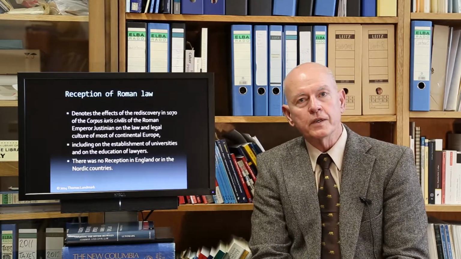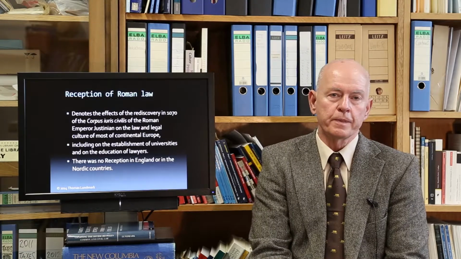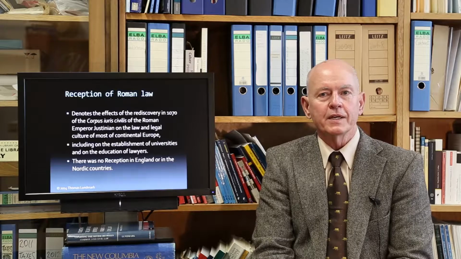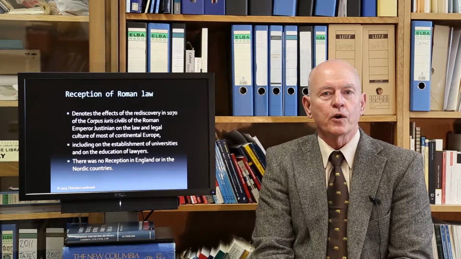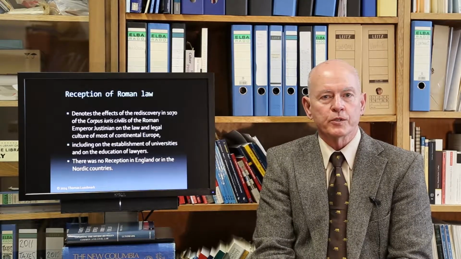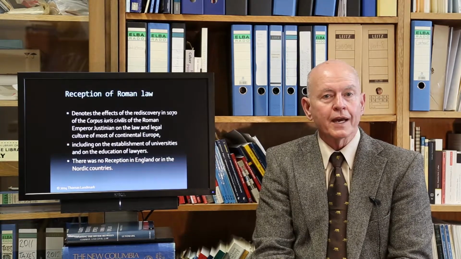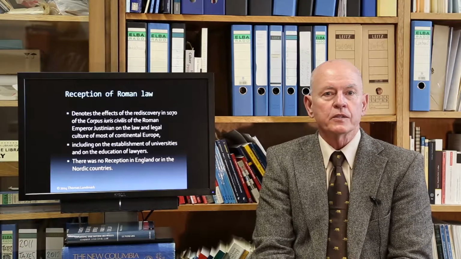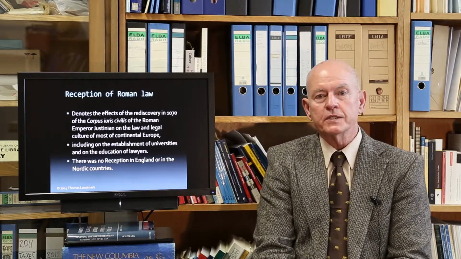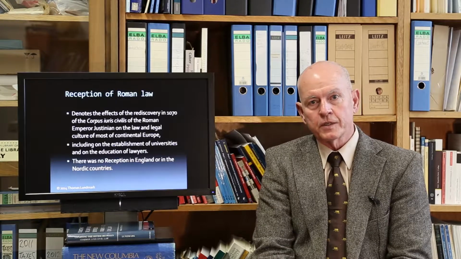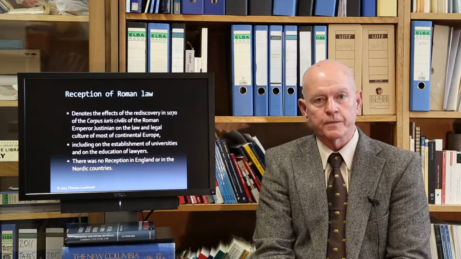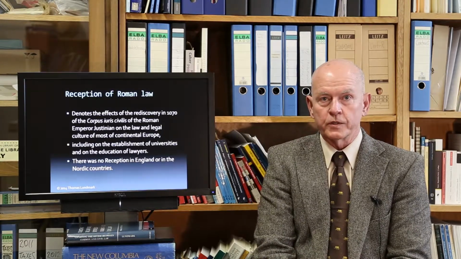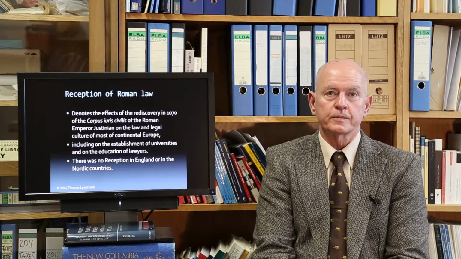We come now to the reception of Roman law. By reception, we mean the effects of the rediscovery in 1070 of the Corpus Juris Civilis of the Roman Emperor Justinian on the law and legal culture of most of continental Europe. This includes the establishment of universities and the education of lawyers, topics that we'll be discussing later. There was no reception in England or in the Nordic countries. I'll come back to that topic.